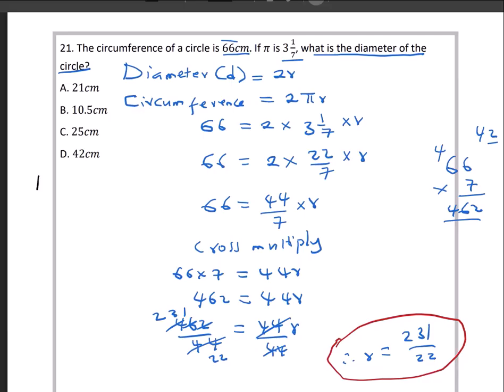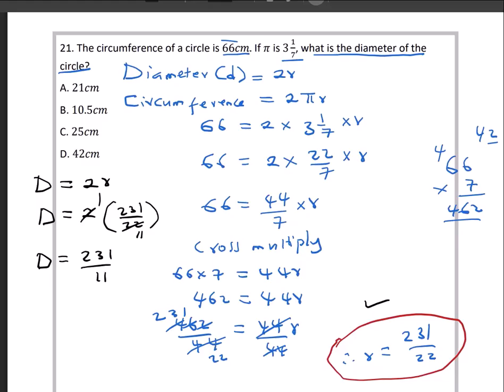Let's solve for diameter. So D is equal to 2r. So it simply means that D is equal to 2 brackets 231/22. We've gotten the radius already here. So 2 here is 11 and 2 here is 1. So we are now solving for 231/11. So let's see if 11 can divide both. 11 into 23 is 2 remainder 1, and then 11 into 11 is 1. So therefore diameter D is equal to 21 centimeters, and that's option A.